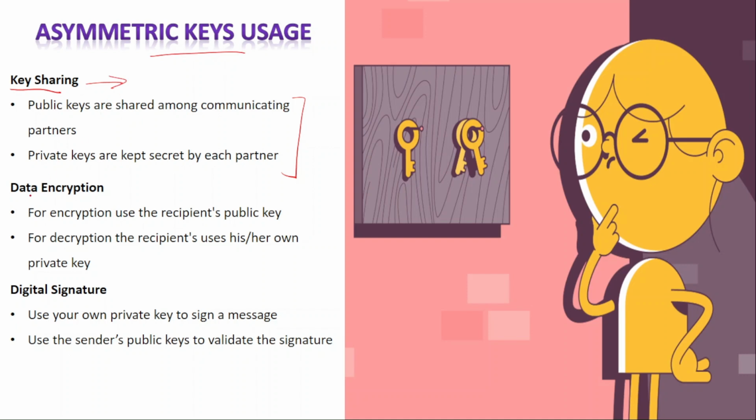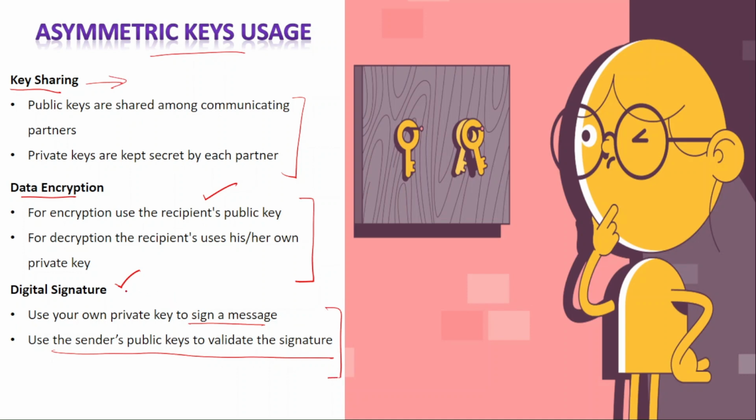The asymmetric algorithm is also used for data encryption. For encryption, use the recipient's public key, and for decryption, the recipient uses his or her own private key. Again, we will see in a moment how this takes place. The third and most important usage of asymmetric encryption is digital signature. Use your own private key to sign a message and use the sender's public key to validate the message.